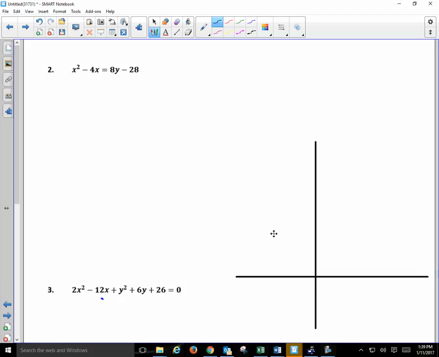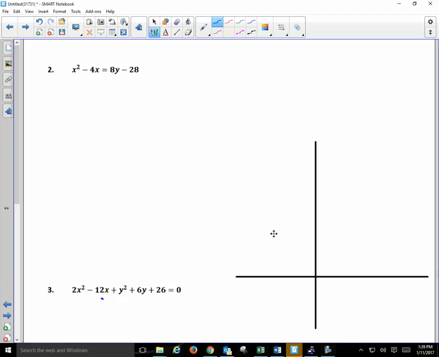Is this an ellipse, a hyperbola, or a parabola? Why is it a parabola? There's no y squared. So therefore it's a parabola. Now am I going to end up doing a y equals or an x equals? Y equals because the x is being squared. See how the x's are already gathered together for me?